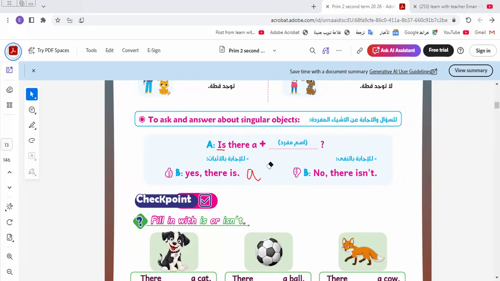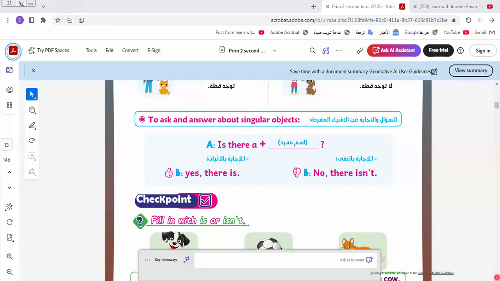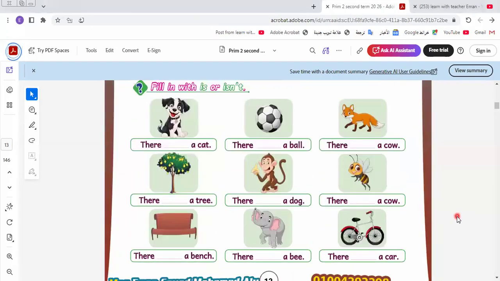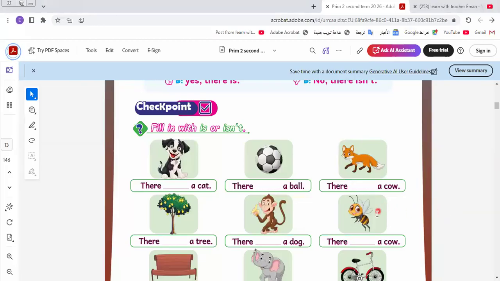At the end of the unit, I will give you a brief about the words, and I will focus on the important words so you can keep them. Here we say there is a cat. Is it a cat? No, it isn't a cat. So I put here isn't. The answer here will be there isn't.